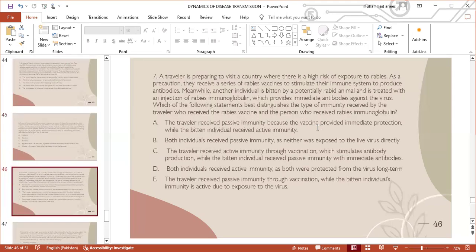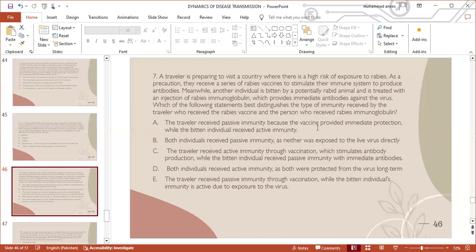7. A traveler is preparing to visit a country where there is a high risk of exposure to rabies. As a precaution, they receive a series of rabies vaccines to stimulate their immune system to produce antibodies. Meanwhile, another individual is bitten by a potentially rabid animal and is treated with an injection of rabies immunoglobulin, which provides immediate antibodies against the virus. Which of the following statements best distinguishes the type of immunity received by the traveler who received the rabies vaccine and the person who received rabies immunoglobulin?